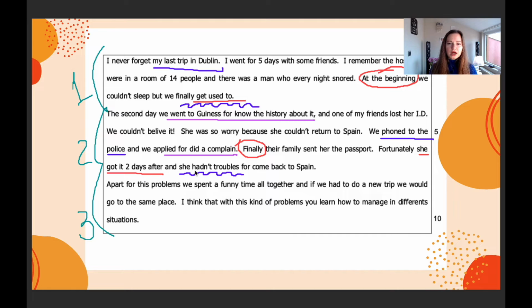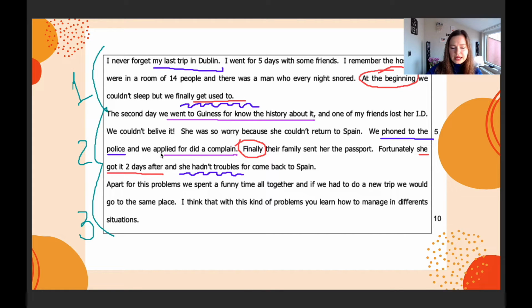If we want to comment on the cohesion as a weakness, we can notice that there are some problems with the clauses of purpose. For example, if we have a look at the first sentence of the second paragraph, we can easily notice that the student has some problems with expressing it in the right way. You can have a look at the underlined piece: "The second day we went to Guinness for know the history about it." So "for" is a wrong way of expressing the purpose.